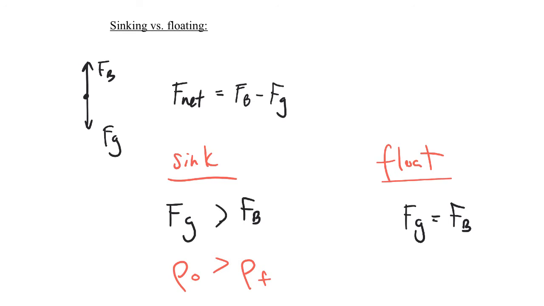The weight is really a function of the density of the object. The buoyant force is a function of the density of the fluid. And if you don't know that, think about the formula from the previous slide we just wrote down. On the previous slide, we wrote buoyant force equals density of the fluid, volume of the fluid displaced, times gravity. So the buoyant force is a function of this. The weight is a function of this.